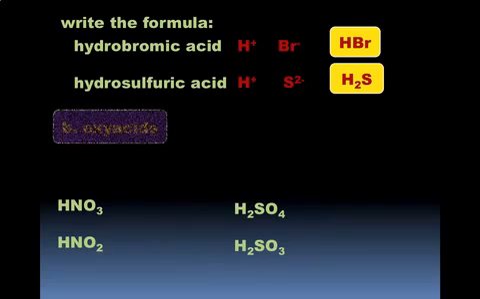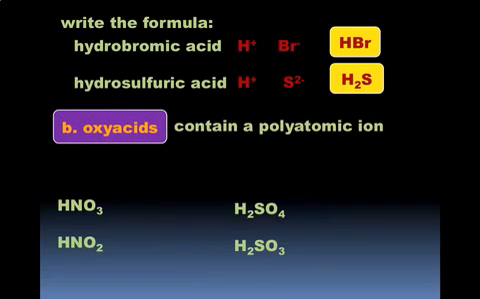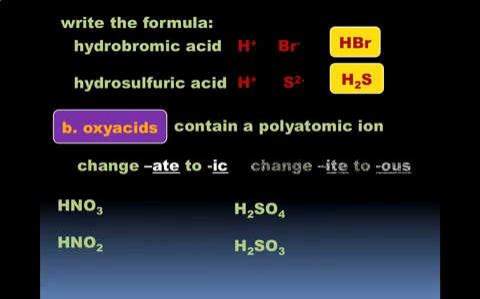The other type of acid is called an oxyacid, and basically these are the polyatomic ions with the hydrogen attached. If the polyatomic ion ends in -ate, you would change it to -ic acid, and if it ends in -ite, you change it to -ous and add acid after that.